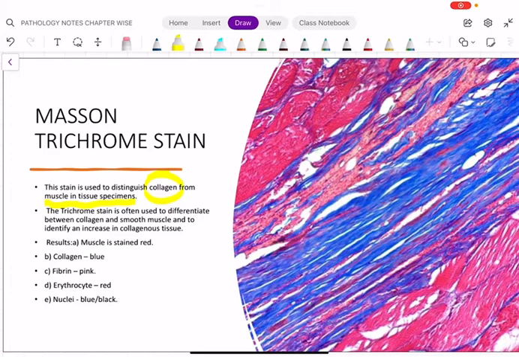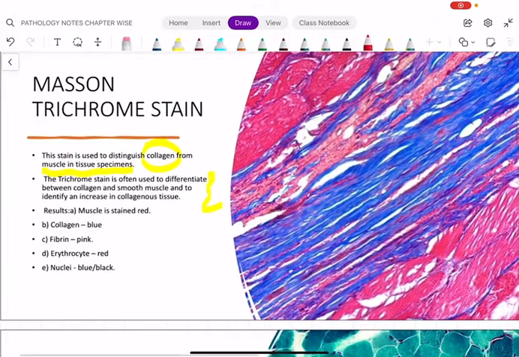It is mainly used to differentiate between 2 structures: one is muscle and the other is the collagen. As you can see in this picture, what is the color of the collagen? Blue. And you can see the muscles stained red. And we have one more color, that is the fibrin, which is pink. So collagen blue, muscle red, and fibrin pink. That is why we call it Masson trichrome: 3 colors. So it is mainly used to differentiate collagen from muscle.